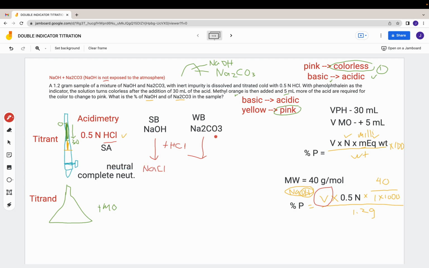Now, what about for your sodium carbonate? What happens when you first add your HCl? It will now undergo what you call your half neutralization. Remember, this is the same addition of acid. But what happens on the other side is it becomes sodium bicarb. Sodium bicarbonate. And remember, your sodium bicarbonate is not neutral. It's actually weak, but it's weaker than this one.